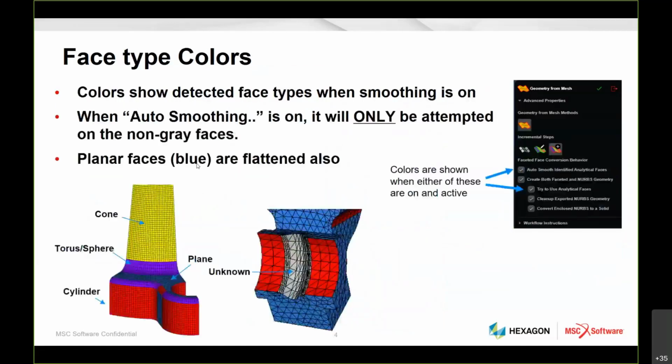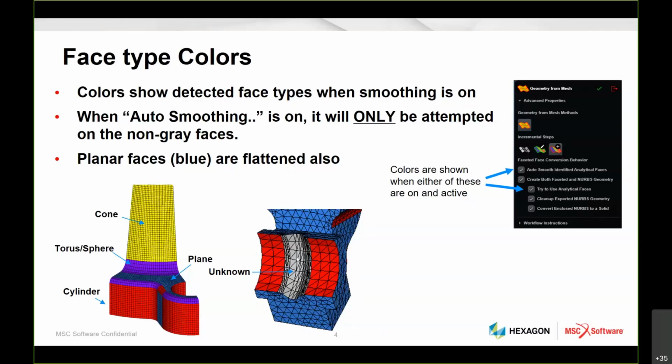Now, how do I know when it's going to do this and where it's going to do it? When I turn this auto smoothing button on, or later on when I'm doing the NURBS creation, real geometry, I have another toggle. If either of these buttons is on, and the geometry recognizes some kind of a topology, so we have recognized cones, torus and spheres, planes, and cylinders, any of those are recognized, then the smoothing will work.